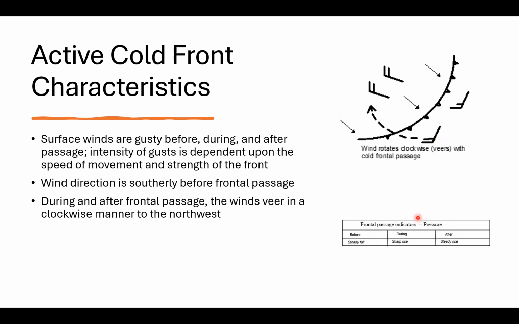You can see this little table here on the bottom right. This is showing the frontal passage indicators for barometric pressure. With pressure before the active, slow-moving cold front comes in, you're going to have a steady pressure fall. During the frontal passage, you're going to have a sharp pressure rise, and then after, that pressure is going to steady itself out. It'd be more of a steady rise. So this is an active cold front.